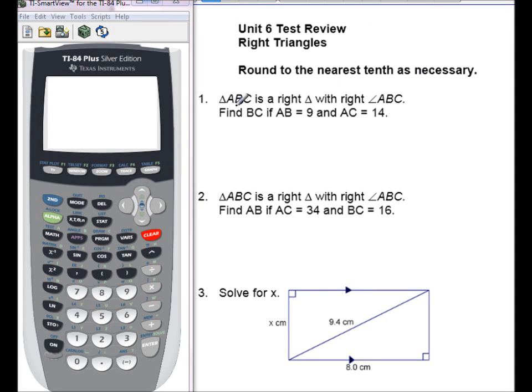Number 1, it says triangle ABC is a right triangle with the right angle at ABC. So we start by drawing a right triangle. And to label it correctly, it says the right angle is at angle ABC. So that means that B is the vertex. That's where the right angle is.